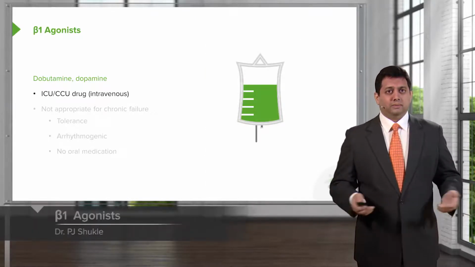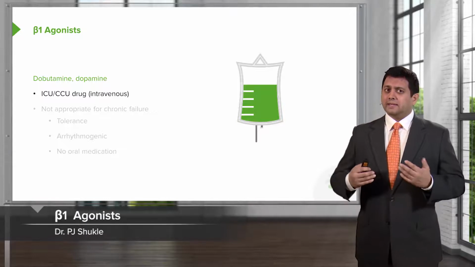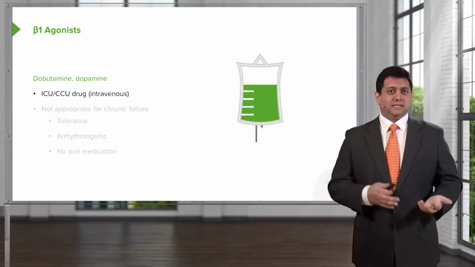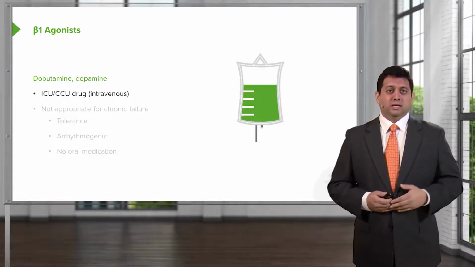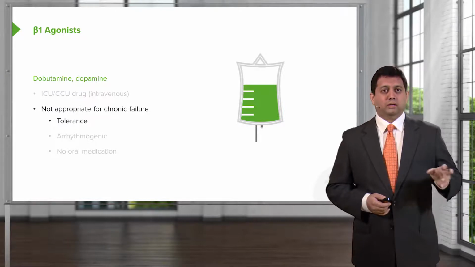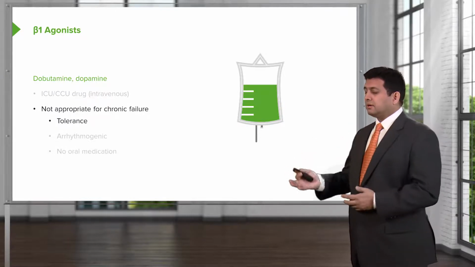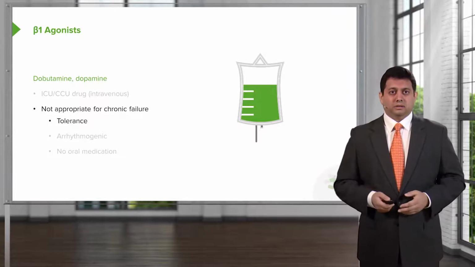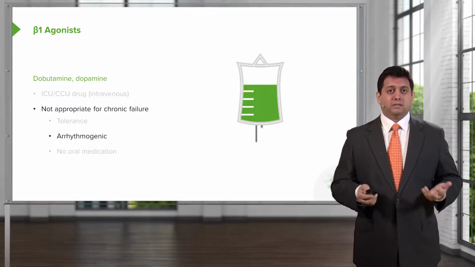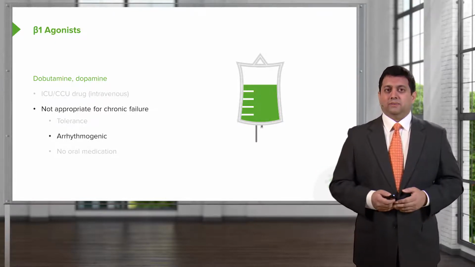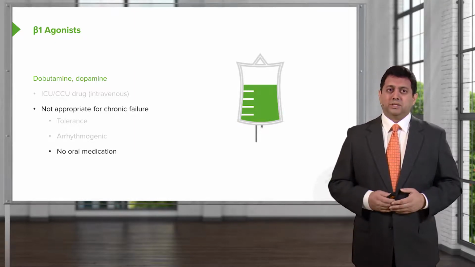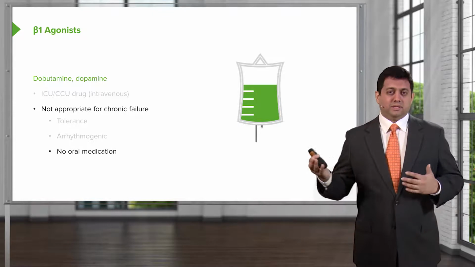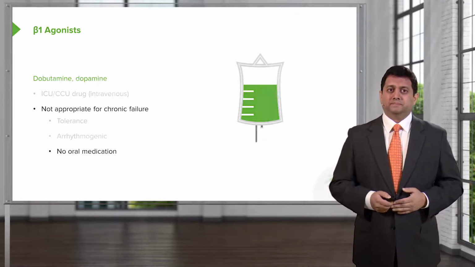Let's move on to beta-1 agonists. These drugs are mostly used in the intensive care unit or in the coronary care unit. These are IV drugs, dobutamine and dopamine. They are not appropriate for chronic long-term failure because these drugs are subject to tolerance. They can also cause arrhythmia, so we don't like to use them if we don't have to. There's no oral version of these medications, so taking a pill of this particular drug is just not an option.